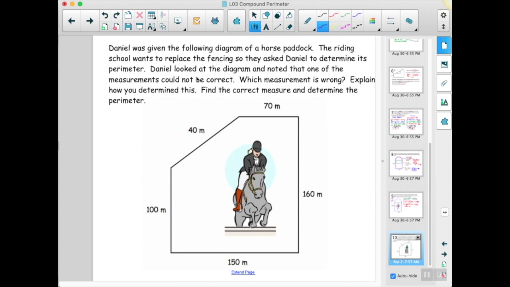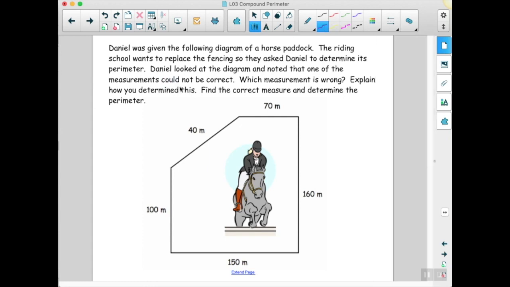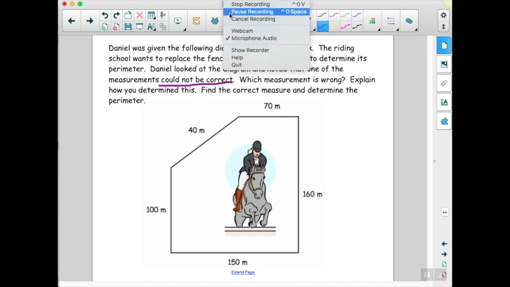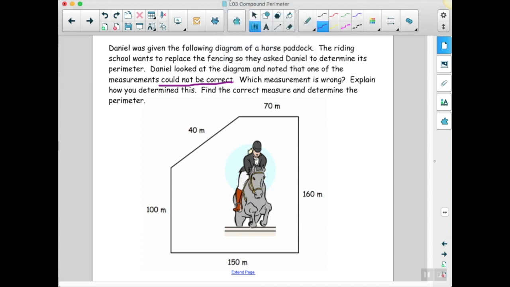We're going to try and target, right? So he was given this. He looked at the diagram and said one of the measurements couldn't be correct, right? And I'm asking you to think about which one could not be correct. And so that's where we'll start. Think about the one that's wrong. All right, hopefully you paused that recording. If you didn't, you can pause again now.